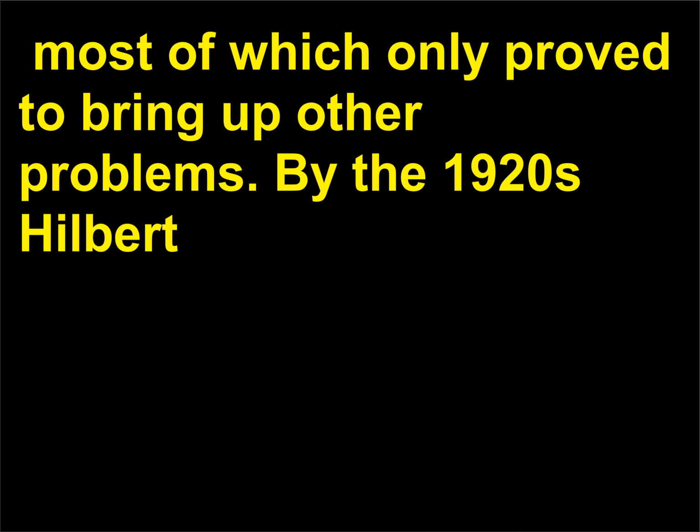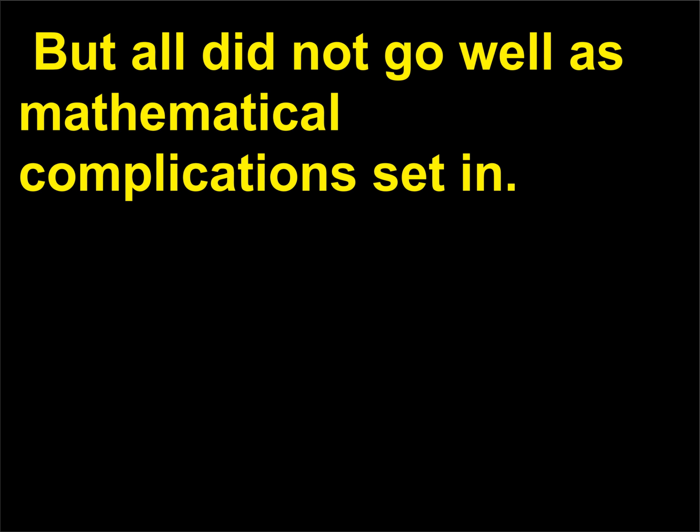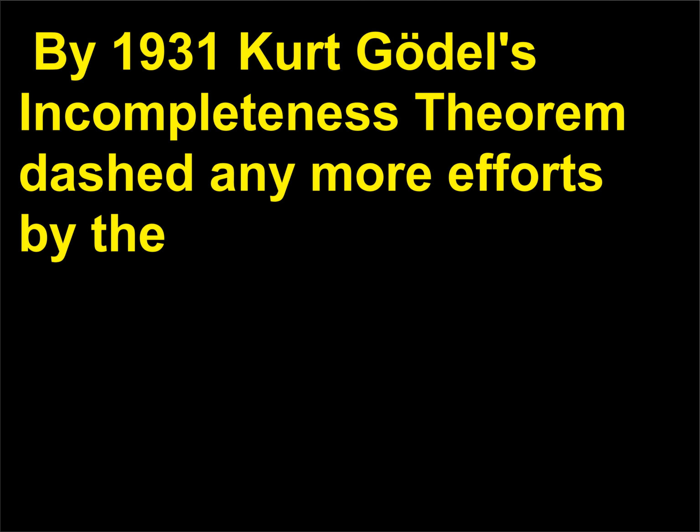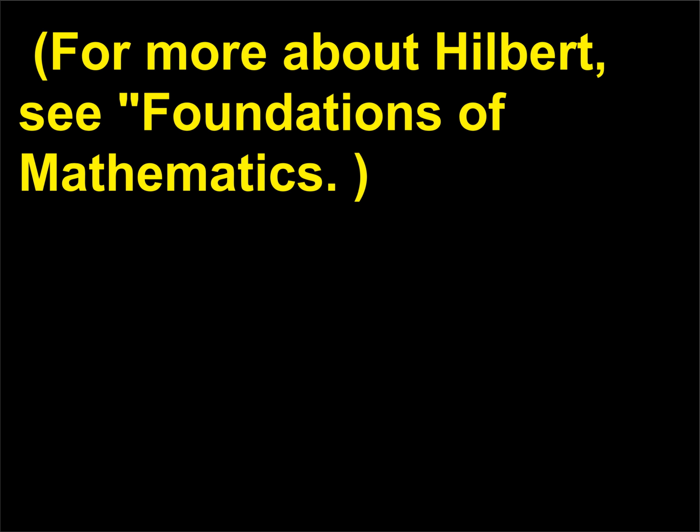By the 1920s, Hilbert gathered many mathematicians called the formalists to prove that mathematics was consistent. But all did not go well as mathematical complications set in. By 1931, Kurt Gödel's incompleteness theorem dashed any more efforts by the formalists by proving that mathematics is either inconsistent or incomplete. For more about Hilbert, see Foundations of Mathematics.